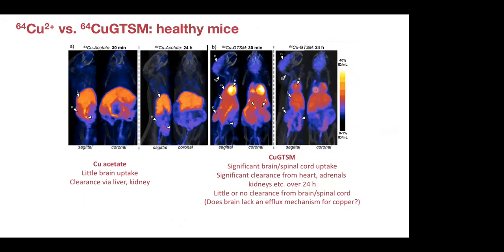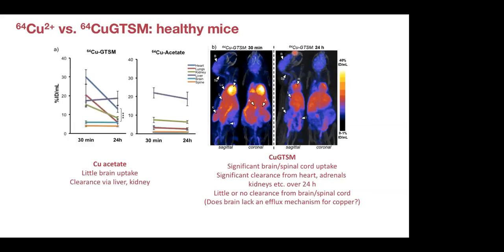By 24 hours, most of those tissues have lost most of their copper. So the heart has lost a good deal of its copper by 24 hours, but noticeably the brain hasn't lost any of its originally taken up radioactivity. It reaches a plateau at about 30 minutes after injection, and it stays there, which raises the interesting question, which I don't have an answer for, and maybe it can promote a bit of discussion, but does the brain lack an efflux mechanism for copper?